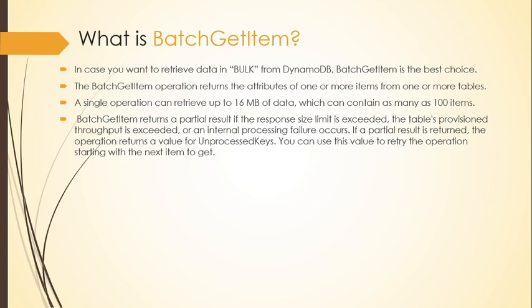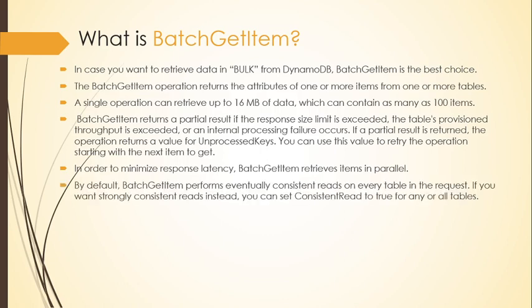So if your size limit is exceeded, or the table's provisioned throughput is exceeded, or any operation failure occurs, in that case DynamoDB returns partial data, and it also returns you unprocessed keys. You can use those unprocessed keys to retry the remaining data. In order to minimize response latency, BatchGetItem retrieves items in parallel. So it is a parallel process, and with the help of this parallel processing, you get low latency.